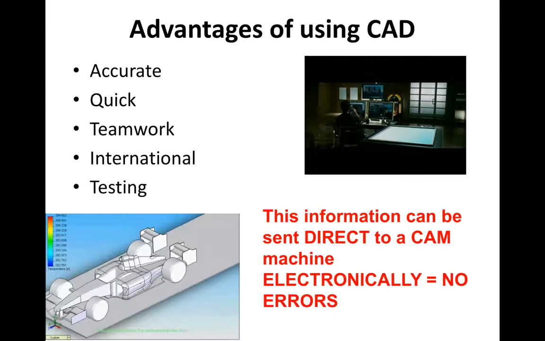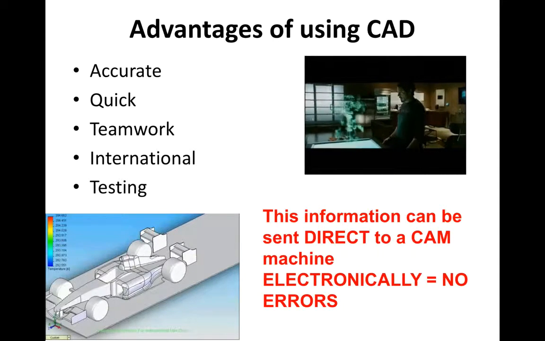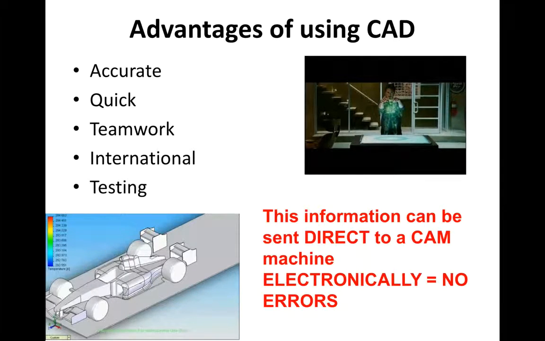Now, some of the advantages of using CAD, obviously it's incredibly accurate and precise. You can do things down to the fractions of millimeters. It's very quick, eventually, once you have learned how to use it. Teamwork is quite important nowadays when designing products, and having computers to help means that you can work on elements of designs all over the world. So you may have a material specialist in China working on a file at the same time as a designer in America is working on it.